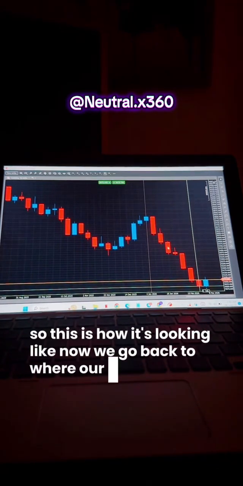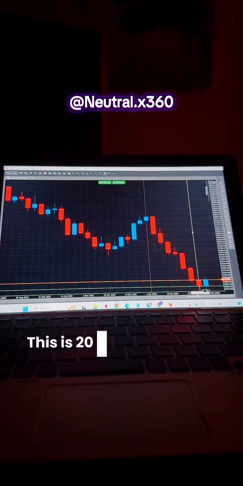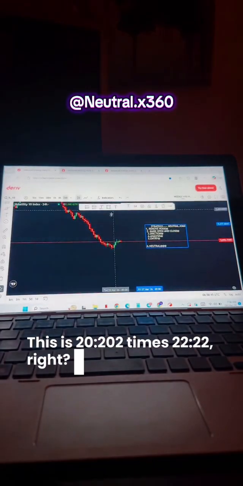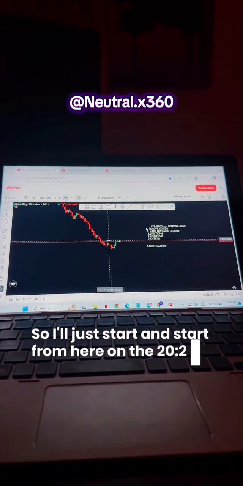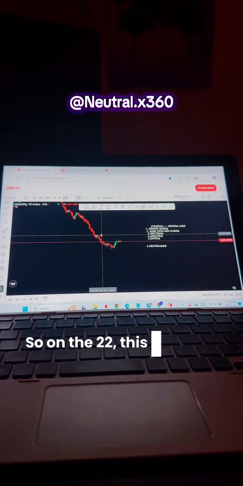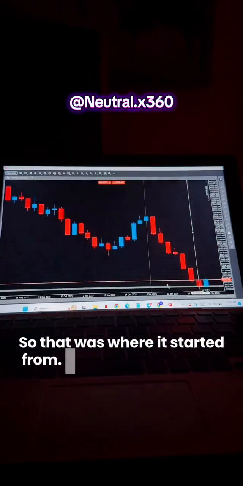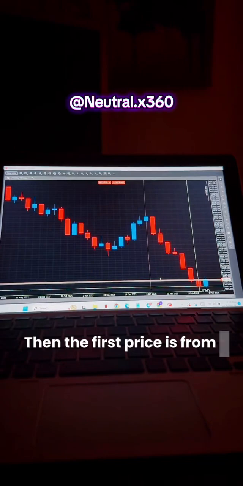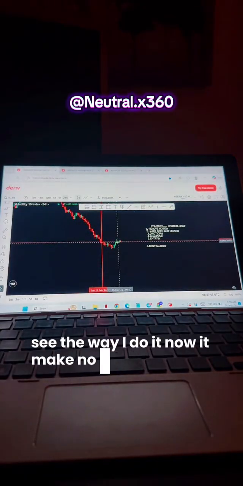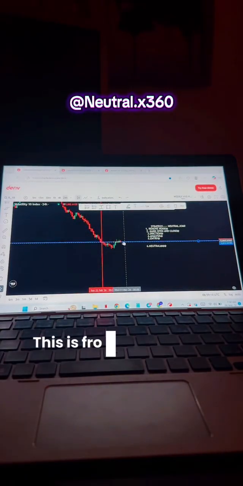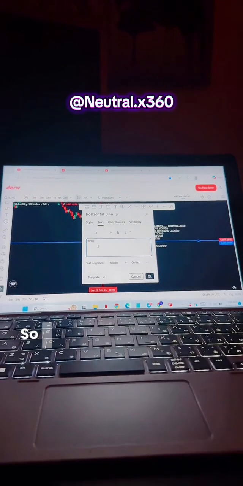Now we'll go back to our daily to see where it's coming from. This is 2202, so on the 22nd, right? Our best time starts from where? On the 2202. So on the 22nd, that was where the structure came from. Then the first price is from 5072, right? You see the way I do it now, it makes more sense, right? 5072, that's the red candle, so we'll say open. You see the way it makes more sense now.